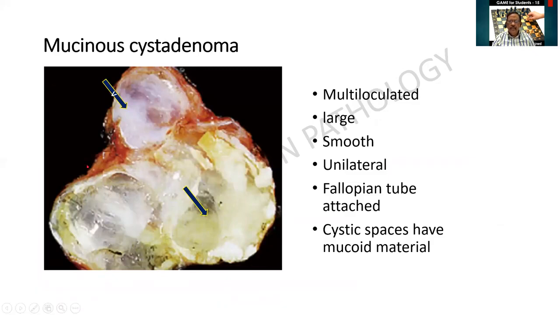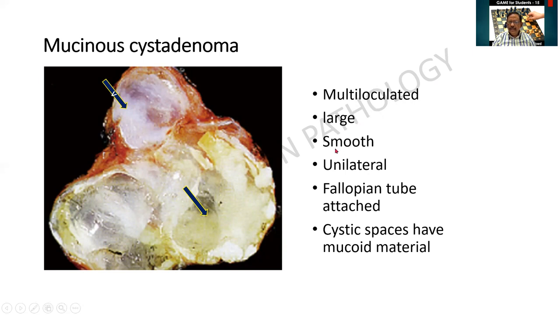This is the second tumor, the mucinous cystadenoma. It is again large, maybe not as large as the serous tumor, but it is multiloculated. I can count, I can find 3 locules. And it is again glistening because it contains a mucoid substance. It is smooth on the inner aspect. And they are separated by intercystic fibrous septae.